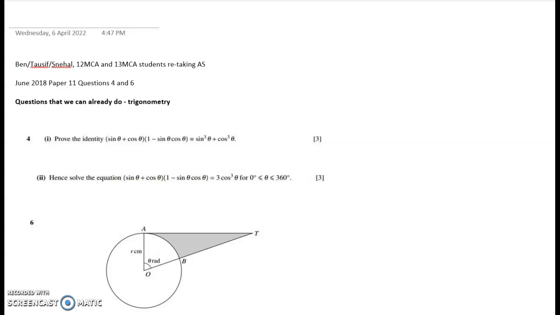What I've done in here is looked at some of the questions that we should already be able to do using trigonometry. So if Ben, Tosef and Snehal, if you're watching this, I'm not going completely in order in that little booklet. I've just picked out the trig ones. I'll do the coordinate geometry ones later on.